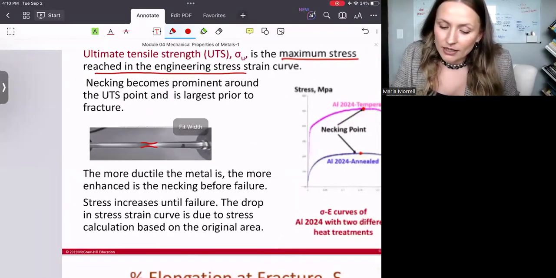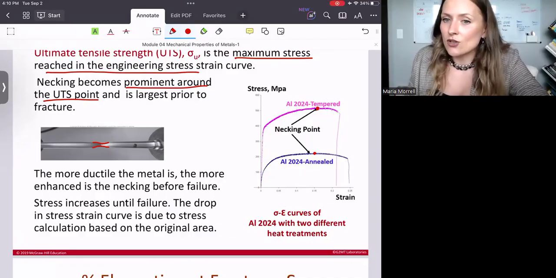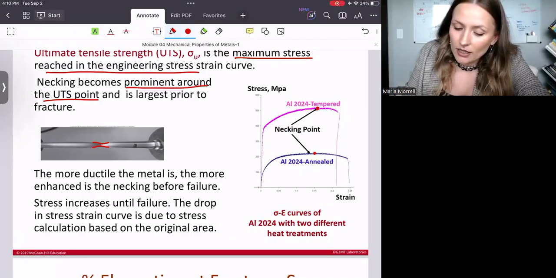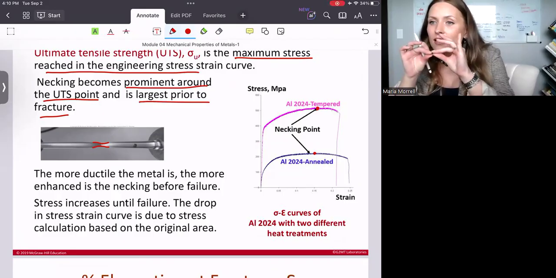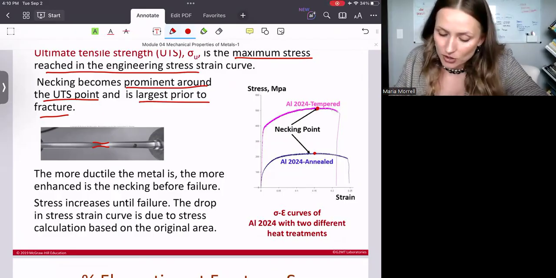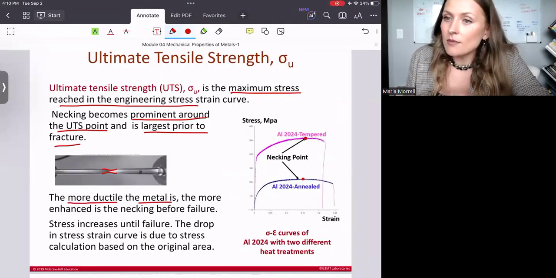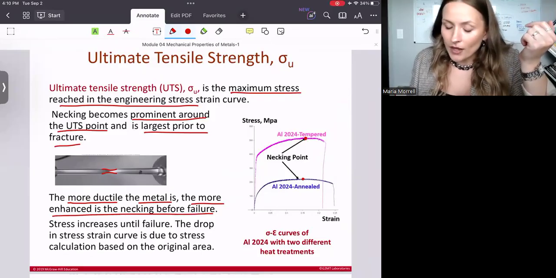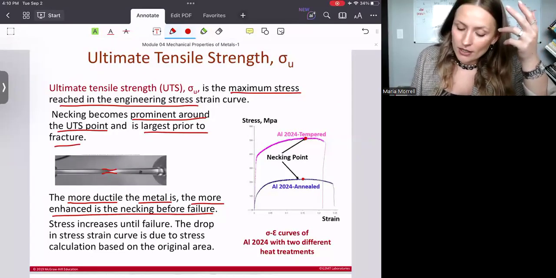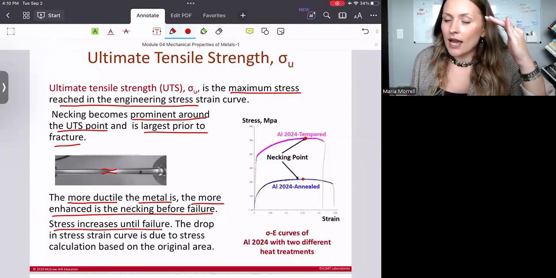So typically, necking becomes prominent around the ultimate tensile strength, and it's usually largest prior to fracture, and it makes sense, right? So it's going to get thinner and thinner before it actually ruptures, right? Now, the more ductile the metal is, the more enhanced the necking before the failure. Keep in mind that stress increases until failure, right?